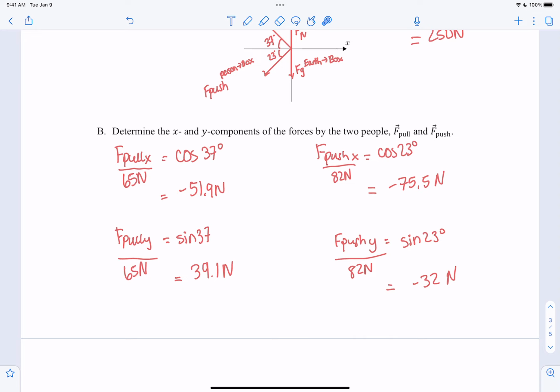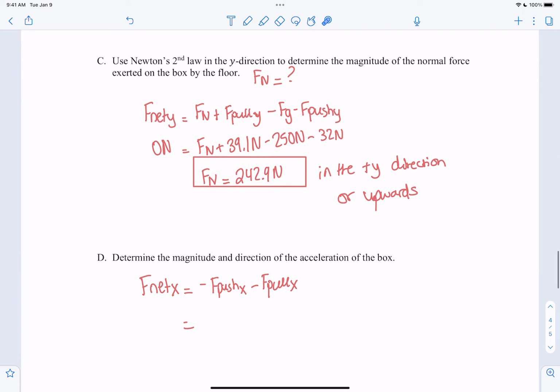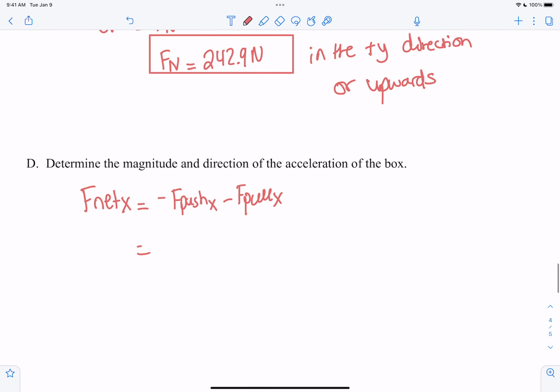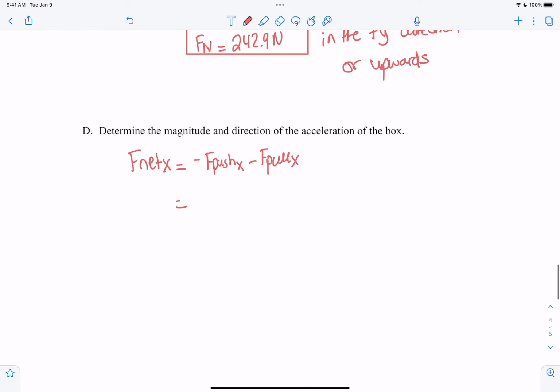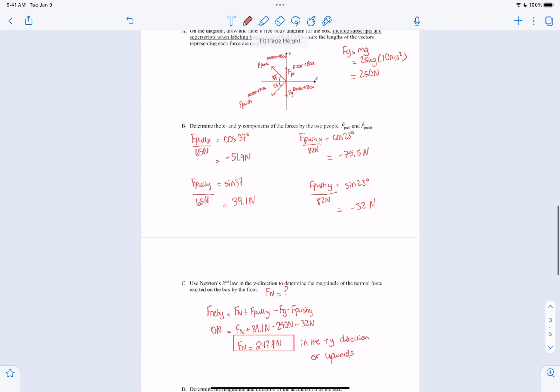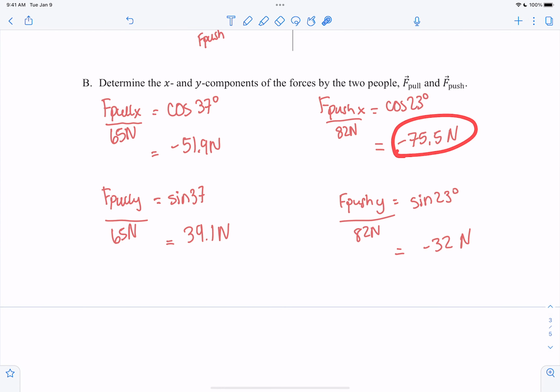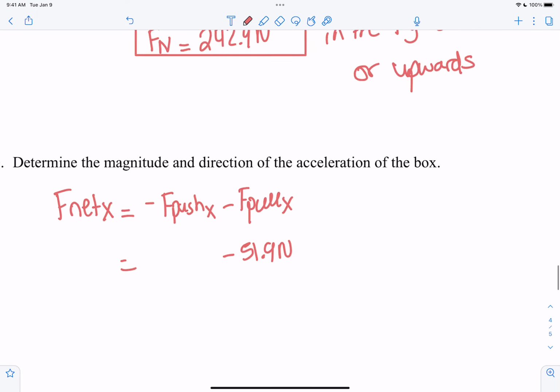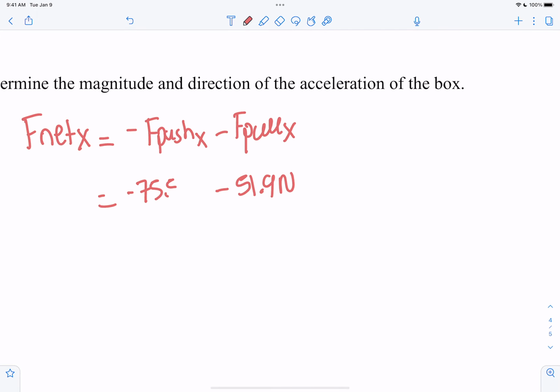So we don't want to put negative 51.9 newtons. What is this? F pull x. So we want to put in minus 51.9 newtons like that, because we don't want to do minus negative 51.9 newtons. We just want to put in the magnitude, 51.9 newtons. And then F push x, this was 75.5 newtons. We're just going to put in the magnitude. Otherwise, if we put in the negative 75.5 newtons, it would be like saying negative negative 75.5 newtons, and that would be positive overall. And that's not the case.